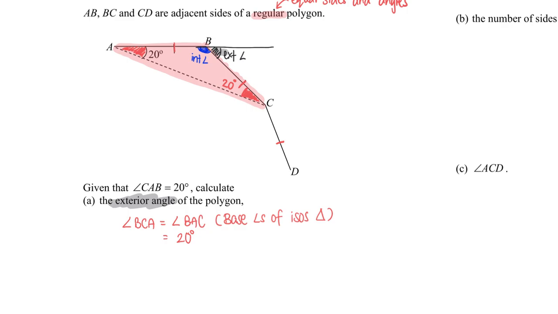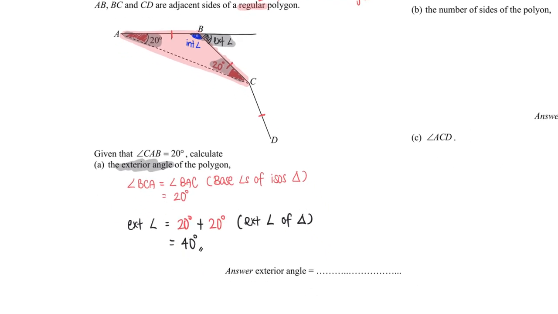After which, from here I hope you can see that the exterior angle here happens to be the exterior angle of the triangle ABC as well as the exterior angle of the polygon. And so the exterior angle simply equals 20 degrees plus 20 degrees, the sum of the two opposite angles, since this is the exterior angle of a triangle. And we have successfully found the first answer, 40 degrees.